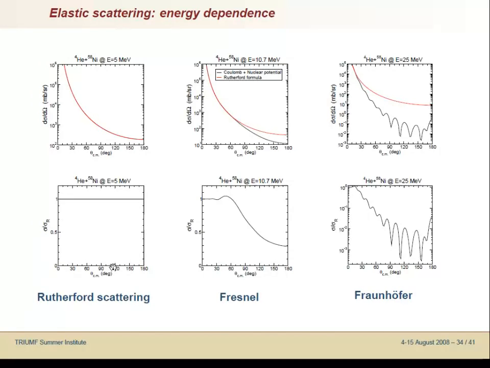You see that at 5 MeV, the black line, which is the result of the calculation with Fresco, is just the red line, the Rutherford formula. This is what we expected. We are well below the barrier, so what we get is essentially the Rutherford formula. This is just a test that the code is working as we expect.